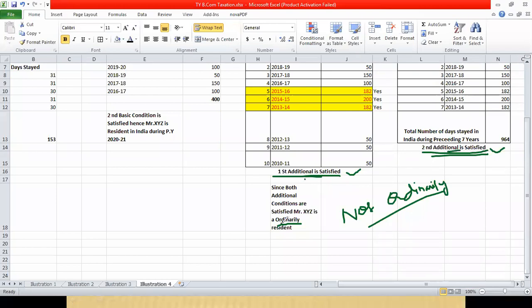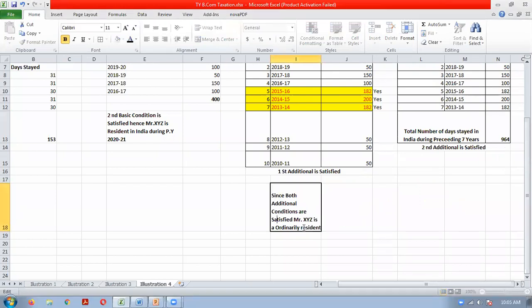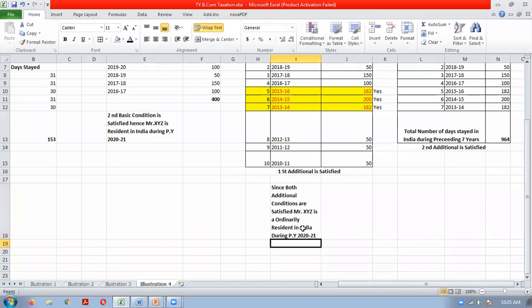So he is an ordinarily resident in India during the previous year 2021. So this is how we have to apply the conditions.